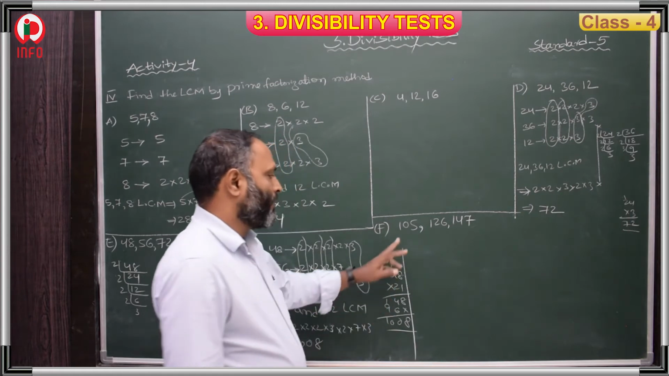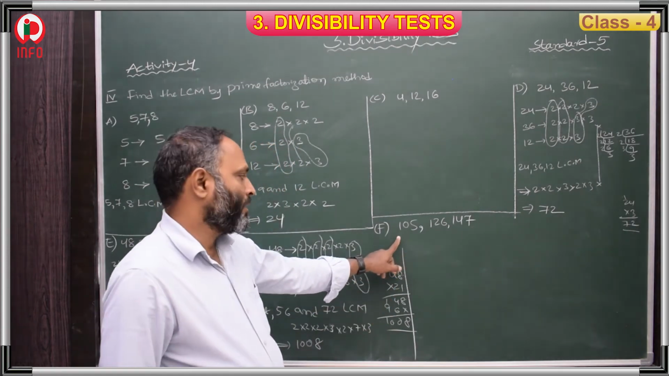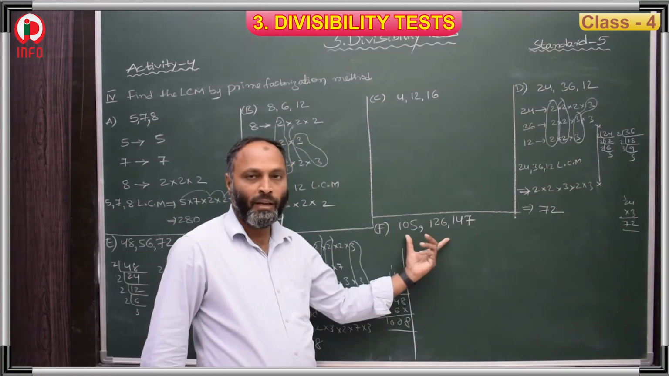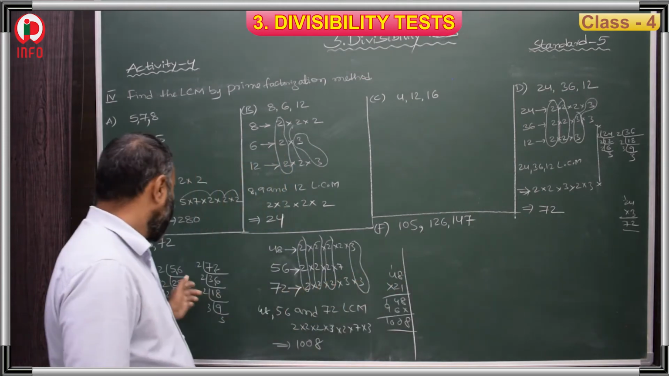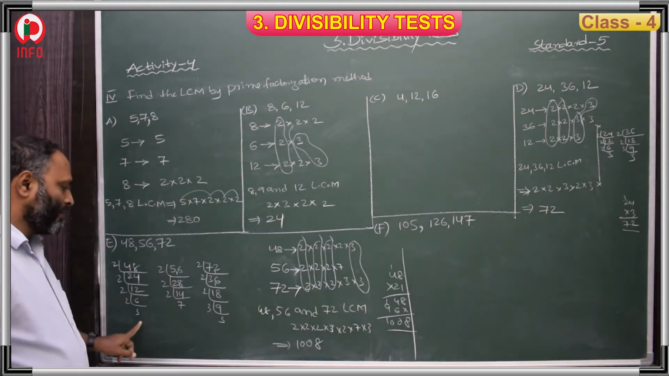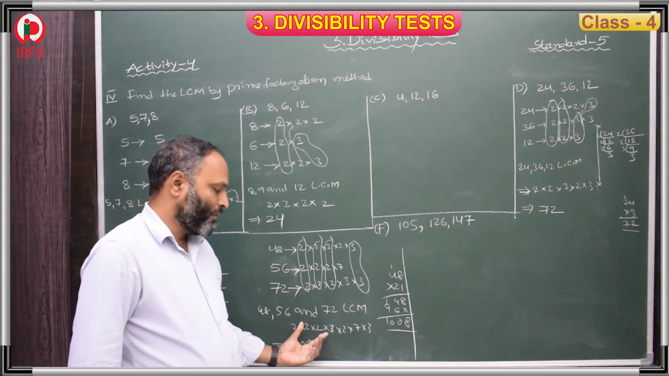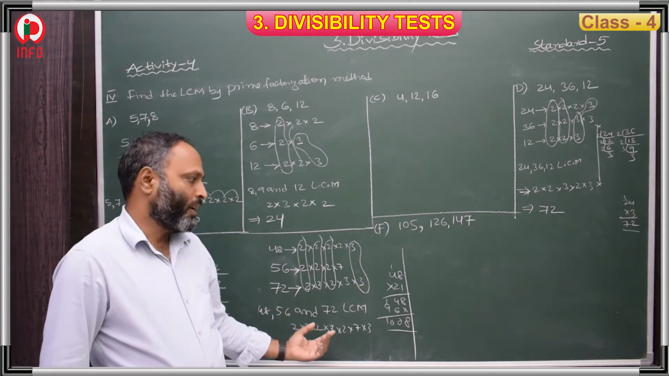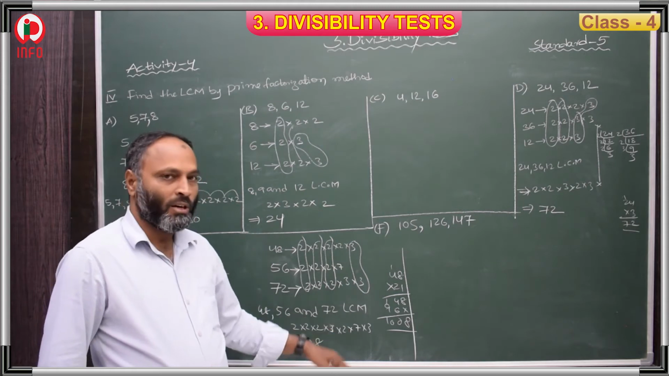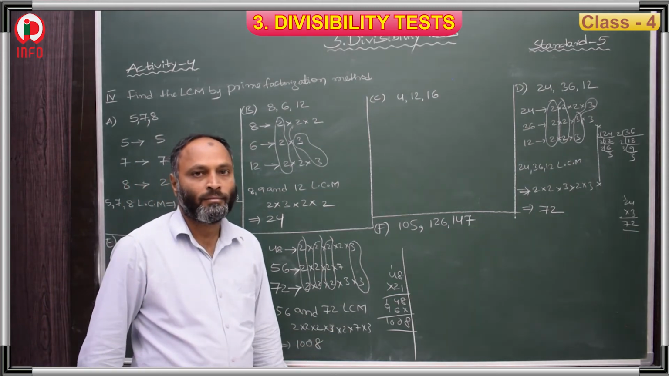Now this is a similar question that you have to do as your home assignment. These are big numbers like this. First you find the prime factors in this way, then whatever is common, those common multiples you have to take, and find the LCM after multiplying all.